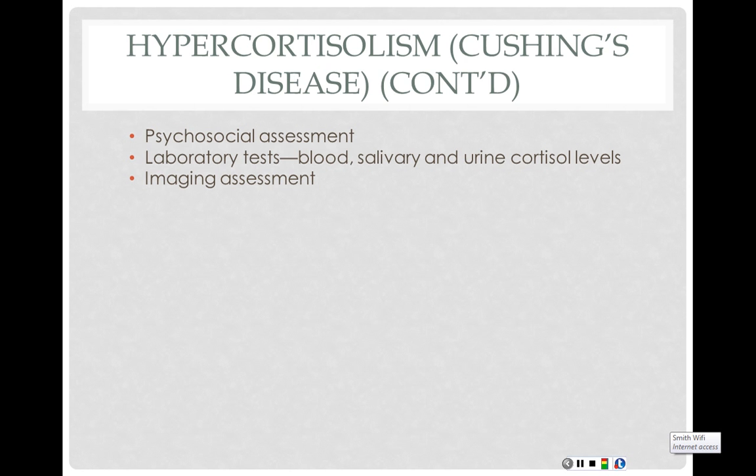And then a low-dose dexamethasone test can be performed. And so low doses of dexamethasone are going to suppress cortisol production in a healthy person, but not in those with Cushing syndrome.